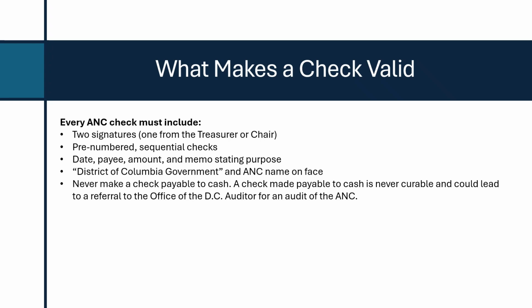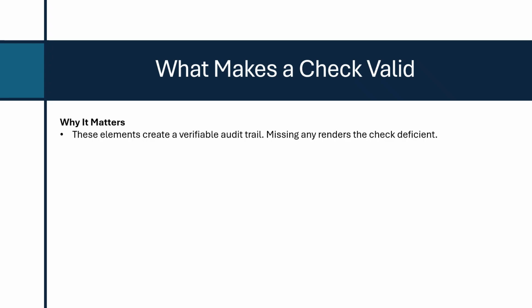A check made payable to cash is never curable and could lead to a referral to the Office of the DC Auditor for an audit of the ANC. Here's why it matters. These elements create a verifiable audit trail. Missing any renders the check deficient.